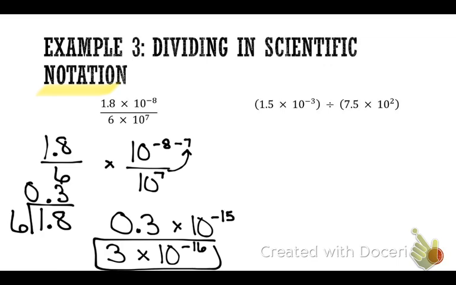All right, let's try to set up the second one. We have it written side by side. I want you to write your numbers in a fraction and your tens bases in a fraction, just like we did here on this step one. I want you to try to do it on the second problem. This will be our last problem for the day. All right, so we've got 1.5 over 7.5 times 10 to the negative third over 10 to the second power.